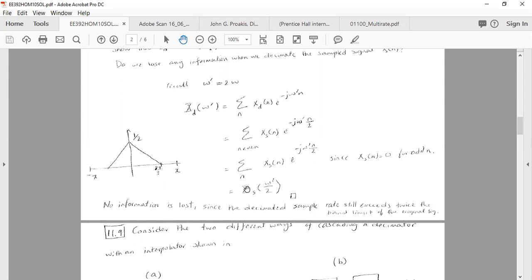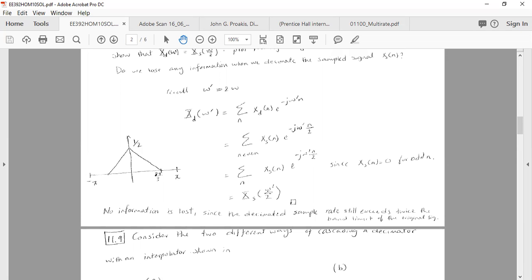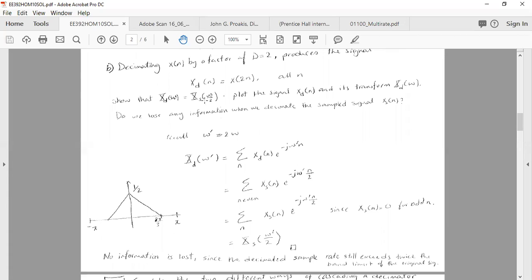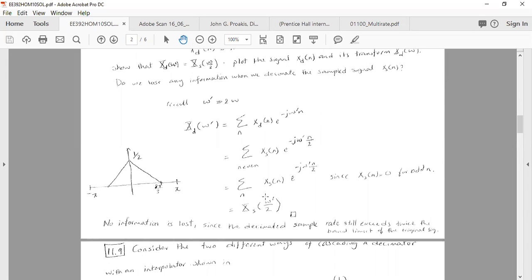So this is what you get. Based on this, you can see that X_d(omega bar) is equal to X_s(omega bar upon 2). If you relate it in terms of omega, X_d(omega) is equal to X_s(omega upon 2), right? So based on this, you can see the frequency response of the sampled signal is now being expanded, right?